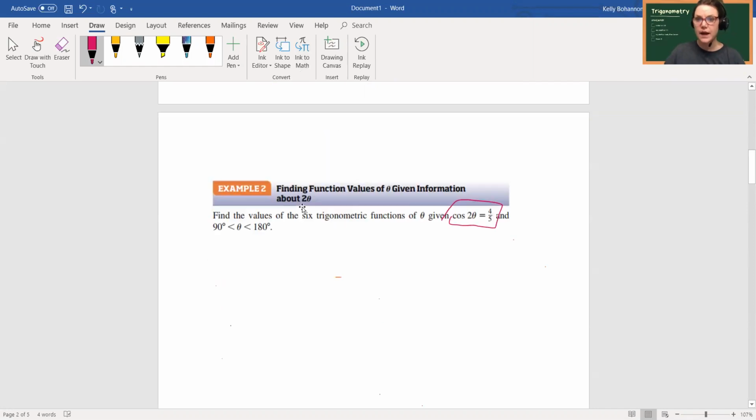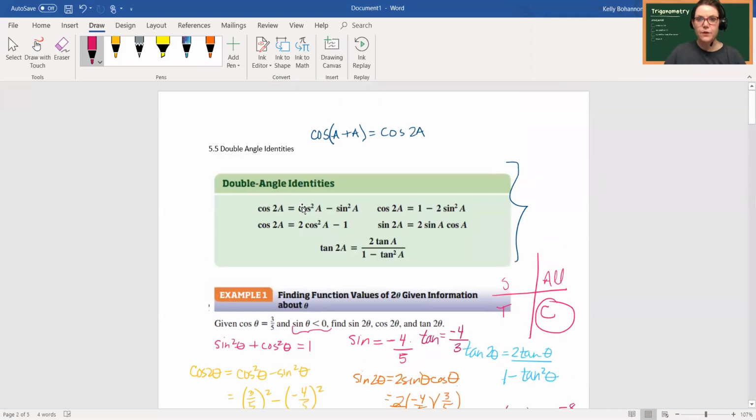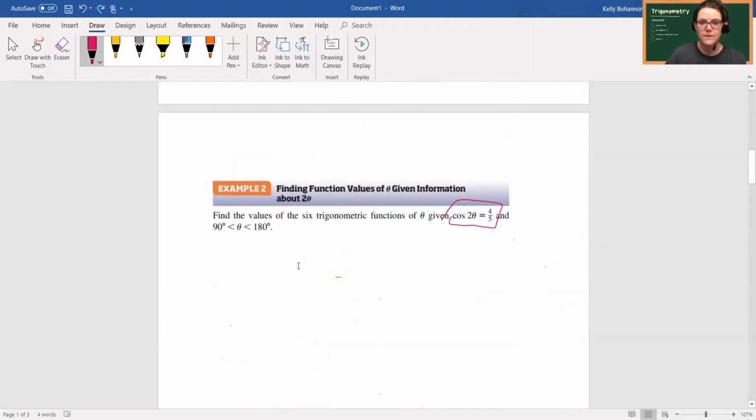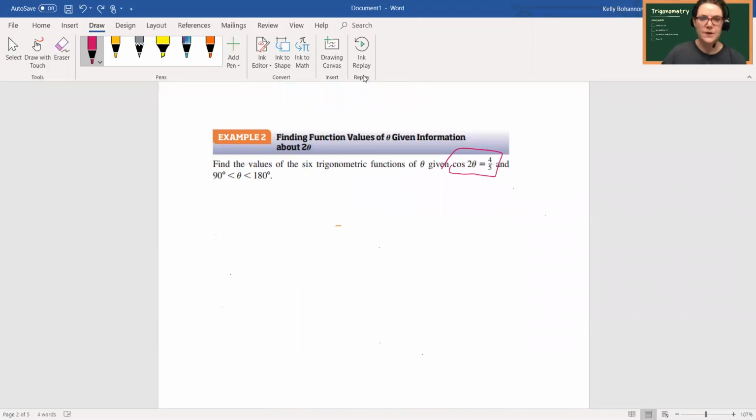So remember, with cosine, we have 3 different choices. In this case, I could use either this one or this one, since I don't know what just regular cosine is. So I can use my cosine 2a to find either sine or cosine. And it doesn't matter which one. So I'm actually going to use this one right here, 1 minus 2 sine squared a. All right, so let me scroll back down here. All right, so here's my identity.